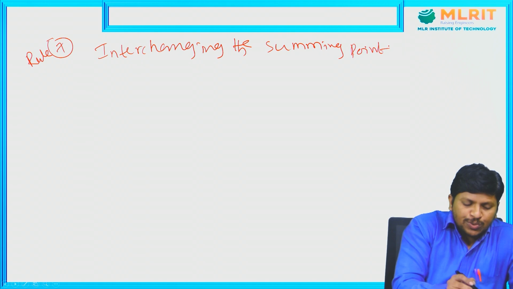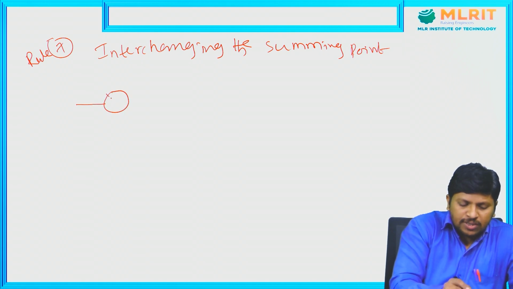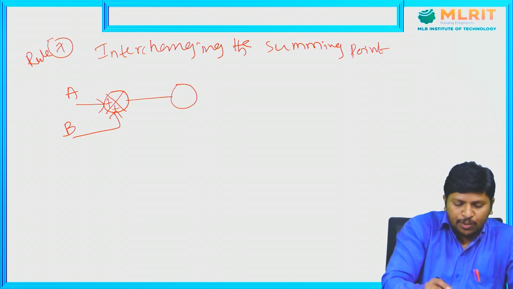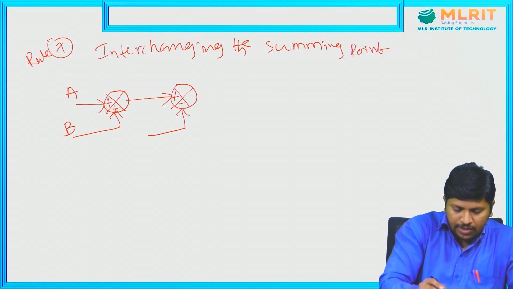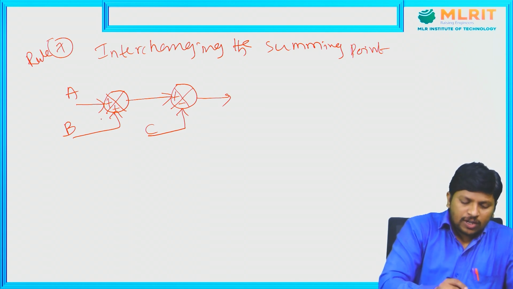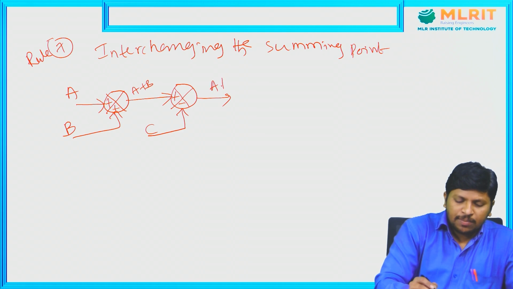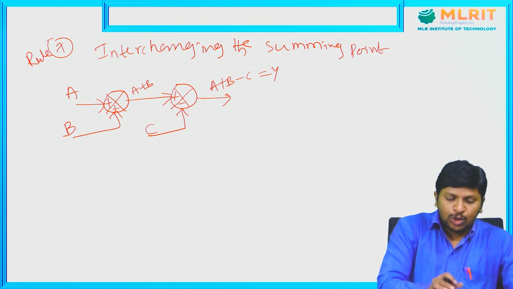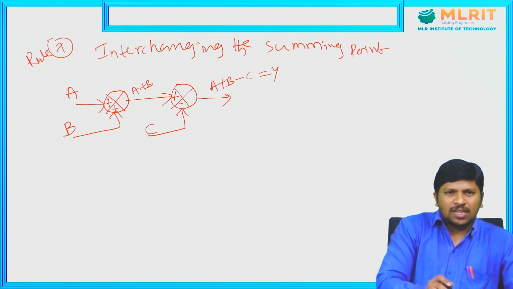I am going to draw two summing points. Observe, my input signal is A and one more signal is B, and at the other summing point the signal C is negative. What is the output of the first summing point? A plus B. The second summing point gives A plus B minus C. This is our output. But now I am going to interchange these two summing points.